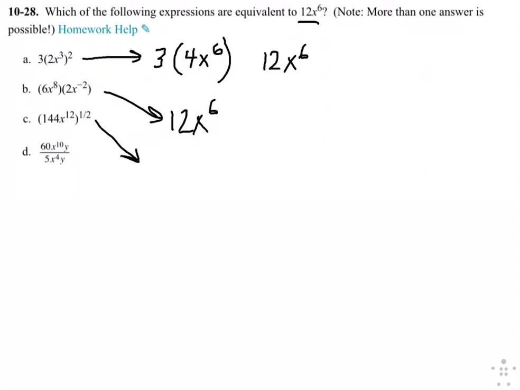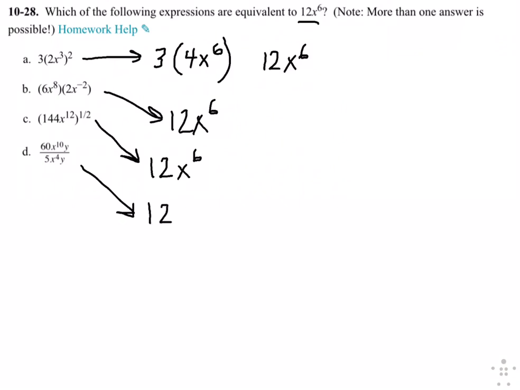Raising to the 1/2 power is taking the square root. So the square root of 144 is 12. And then x to the 12th to the 1/2, that's power to power, we multiply. 12 times 1/2 is 6, so that's x to the 6th. So C also. And then D, 60 divided by 5 is 12.